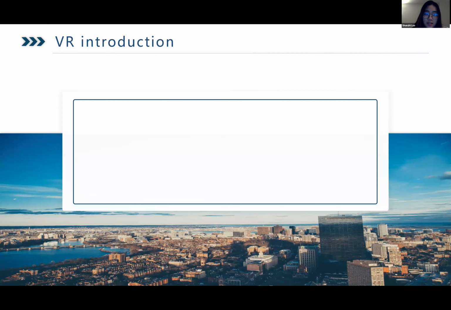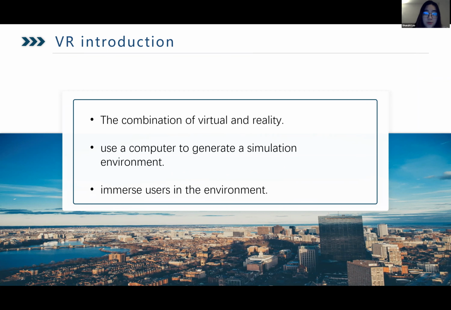Virtual reality, as the name suggests, is a combination of the virtual and reality. In theory, virtual reality technology, also called VR, is a computer simulation system that can create and experience a virtual world. It uses the computer to generate a simulation environment and immerse users in the environment.